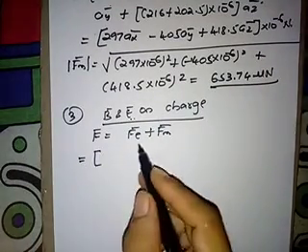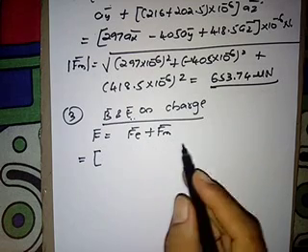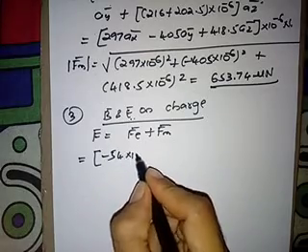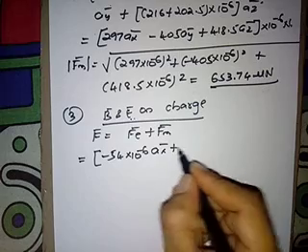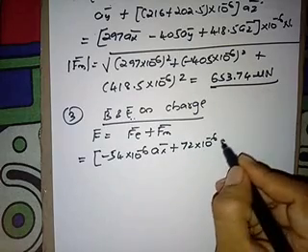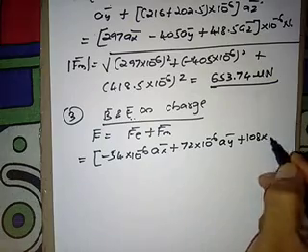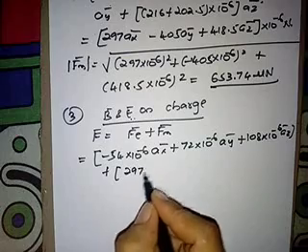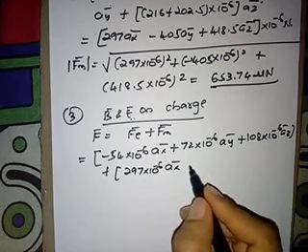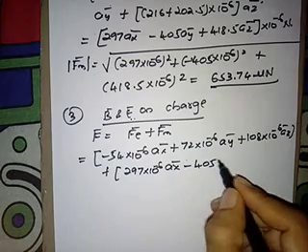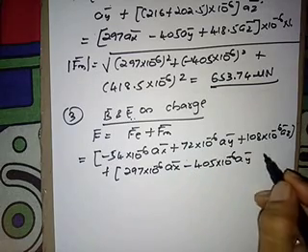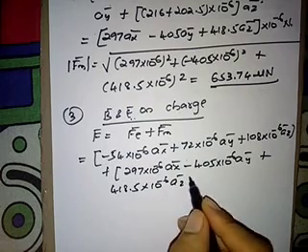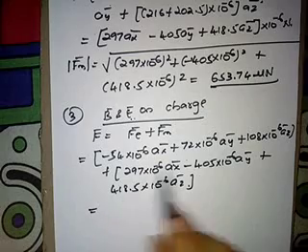So write the Fe bar. We already found out this Fe bar in the first part of the problem and Fm bar in the second part of the problem. Just write them first. Minus 54 into 10 raised to minus 6 Ax bar plus 72 into 10 raised to minus 6 Ay bar plus 108 into 10 raised to minus 6 Az bar, plus 297 into 10 raised to minus 6 Ax bar minus 405 into 10 raised to minus 6 Ay bar plus 418.5 into 10 raised to minus 6 Az bar. So just add the two vectors here.